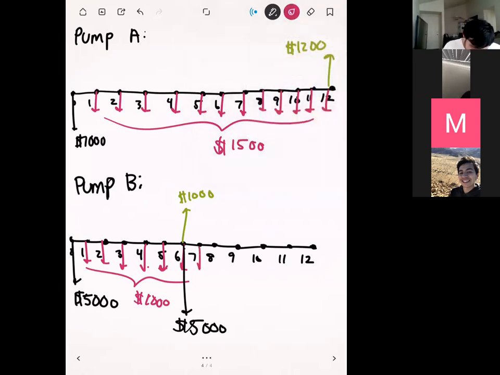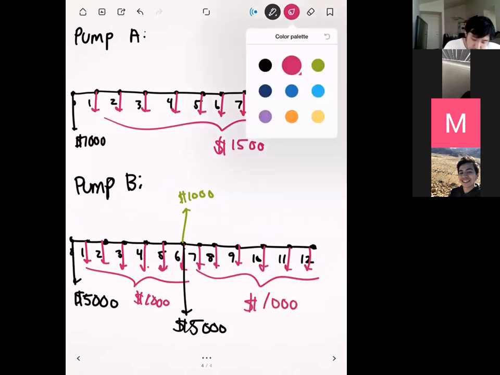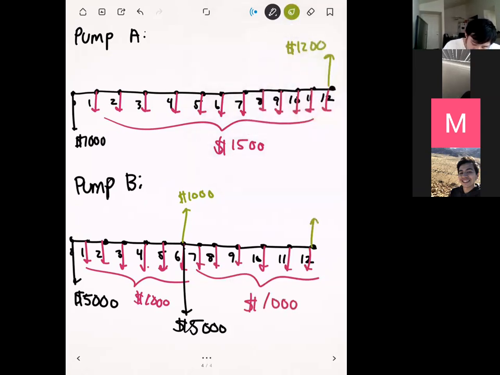Right? And then from years 6 to 12, we have our maintenance cost. So all these are also $1,000. Okay. And then we have our salvage value at the end of 1,000. Okay. And so, now that we have these two cash flow diagrams and they all last the same years, we can actually compute the present worths, and then we can compare apples to apples. Okay. Any questions on this?